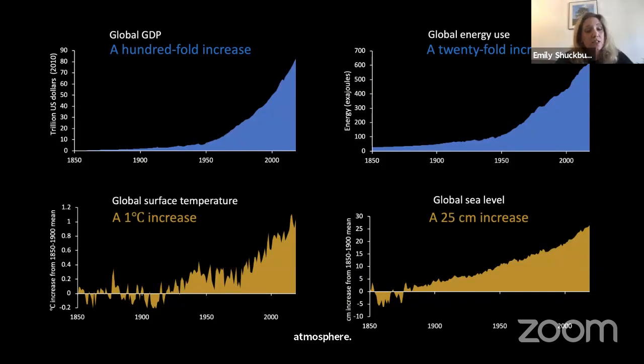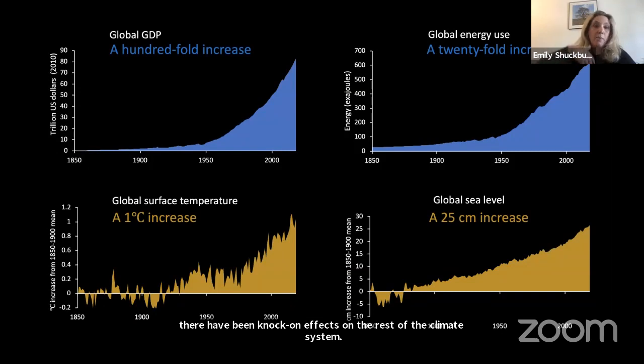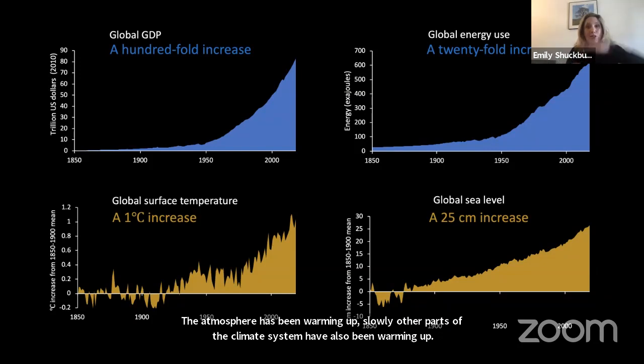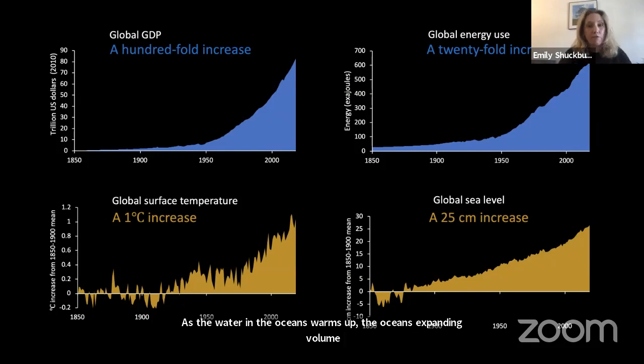Carbon dioxide is a greenhouse gas, so you would expect that an increase in carbon dioxide in the atmosphere would be associated with an increase in the surface temperature of the Earth. And indeed, that's what we see. At the bottom there, you see just over a 1 degree increase in the temperature of the surface of the Earth over this 150 years. And as we've seen that warming, there's also been a lot of other knock-on effects on the rest of the climate system. And the final graph that I'm showing you here is just one example of that. As the atmosphere has been warming up, then slowly other parts of the climate system have also been warming up. And as the water in the oceans warms up, then literally the oceans expand in volume. And so we've been seeing sea level rise as a consequence.